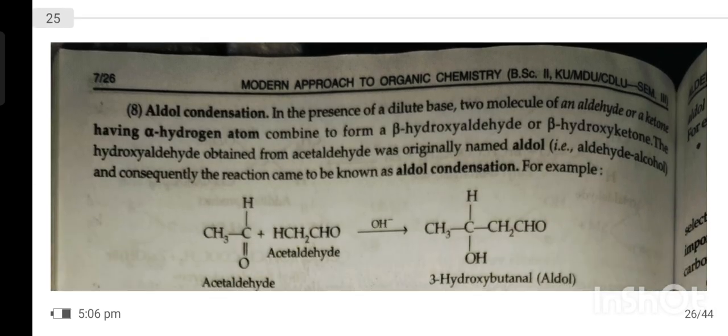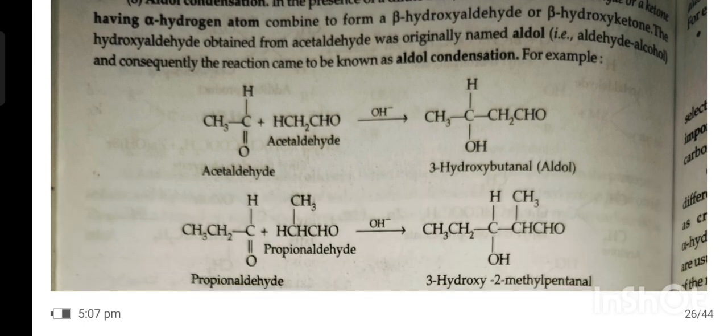Eighth, aldol condensation. In the presence of a dilute base, two molecules of an aldehyde or a ketone having alpha hydrogen atoms combine to form a beta-hydroxy aldehyde or beta-hydroxy ketone. The hydroxyaldehyde obtained from acetaldehyde was originally named aldol, such that aldehyde plus alcohol, and consequently the reaction came to be known as aldol condensation. For example, acetaldehyde plus acetaldehyde in the presence of base gives 3-hydroxybutanal.